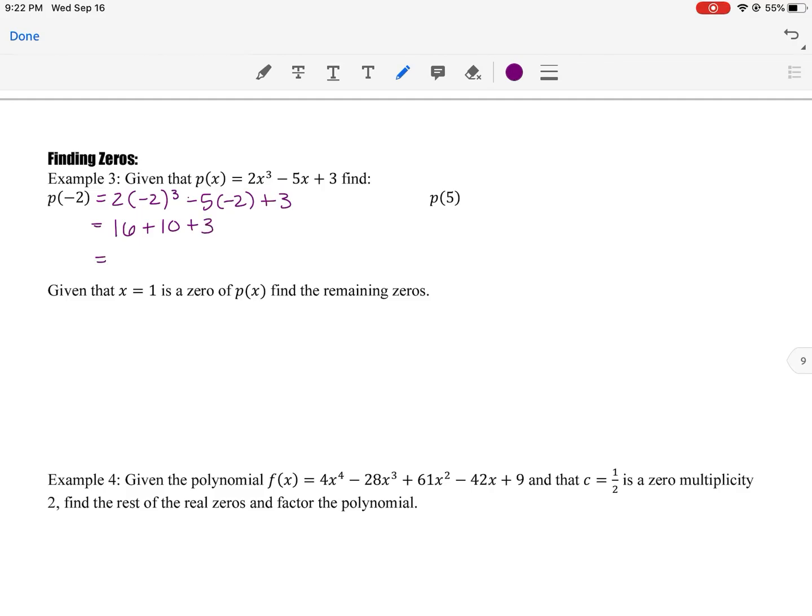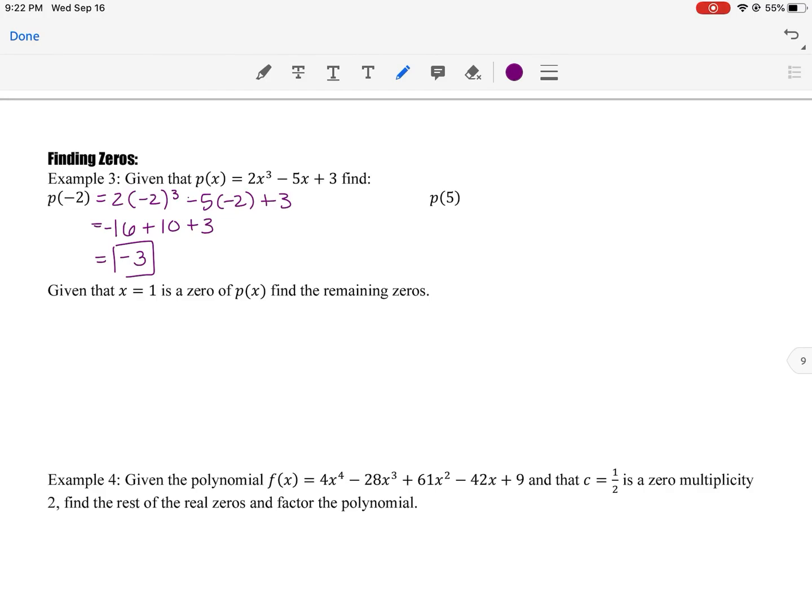Oh, that is negative. That's my bad. So then we get negative 16 plus 10 plus 3. We do get a negative 3. Okay, so what that means is, if I was to divide that polynomial by x plus 2, I would get a remainder of negative 3.